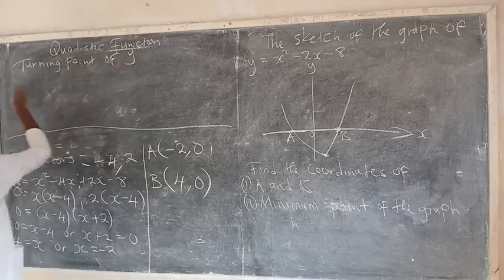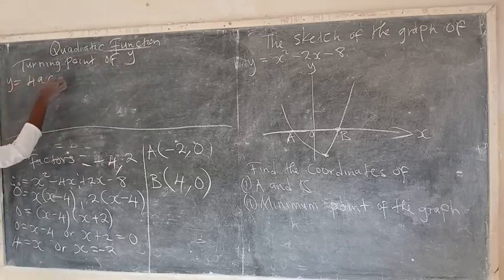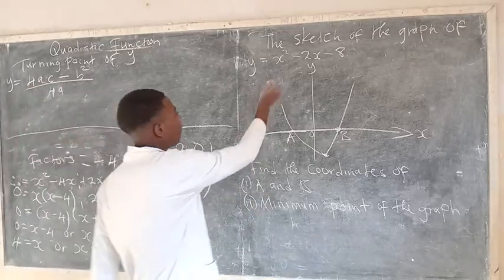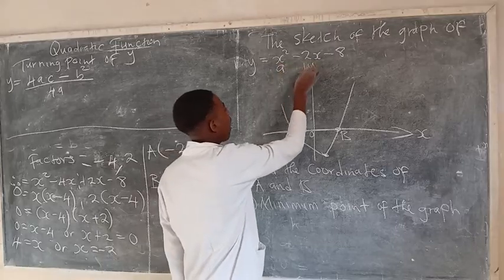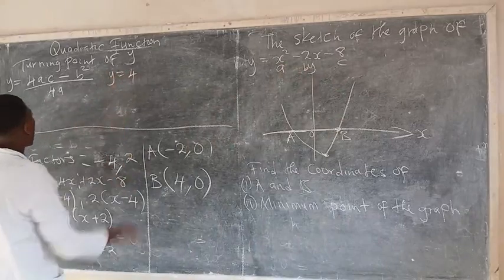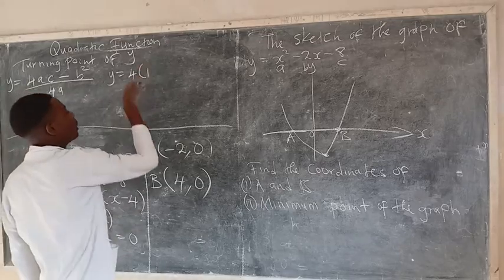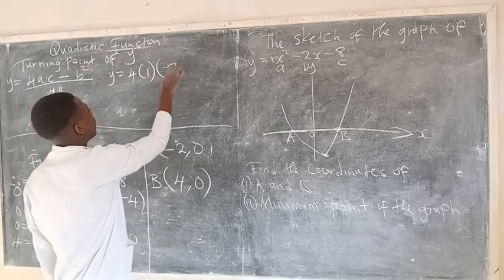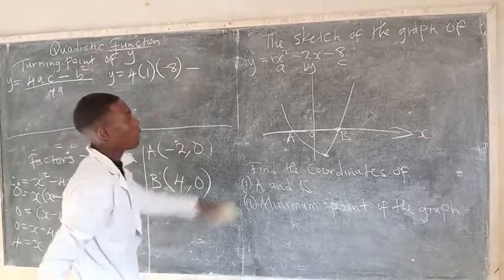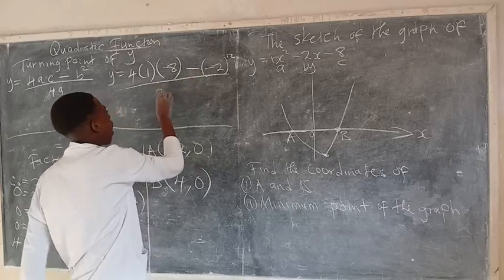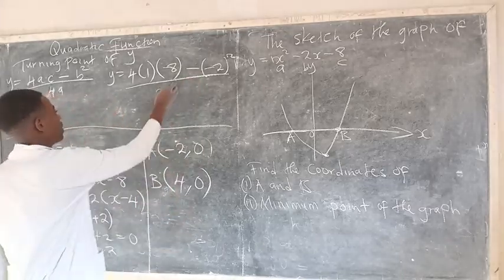So the turning point of y is given as y should be equal to 4ac minus b squared over 4a, whereby in a quadratic equation, remember we always have our a, our b, and our c. So with that we are going to replace. So we have y should be equal to 4. What is our a? The coefficient here is 1. So 1 by our c, which is negative 8, then minus our b squared, which is negative 2 squared, over 4 times a. What is our a? Our a is equal to 1.